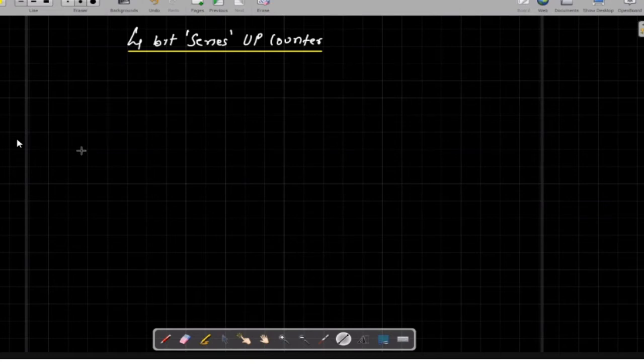Okay, so let me first draw, just because we are now going to discuss the 4-bit series counter. So let me first draw the 4 T flip-flops. Okay, am I audible? Yes, sir.